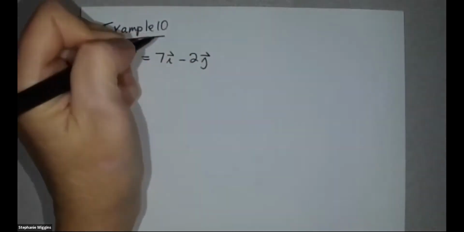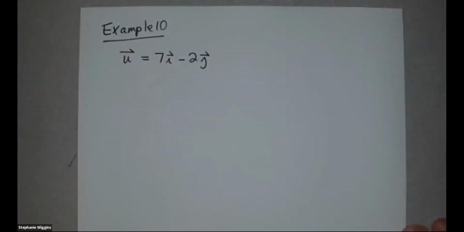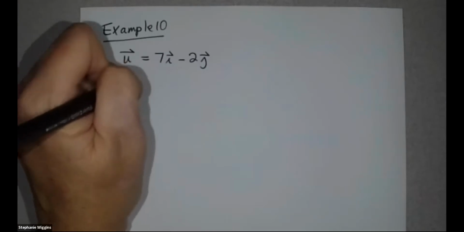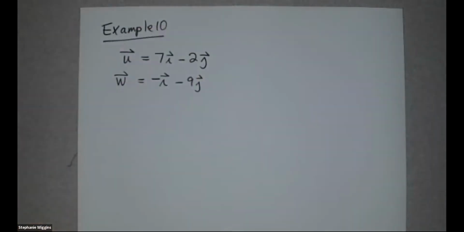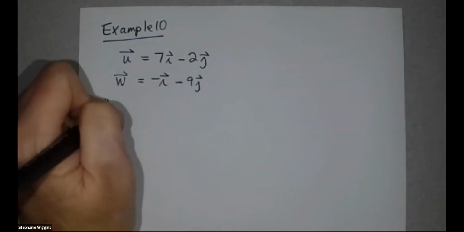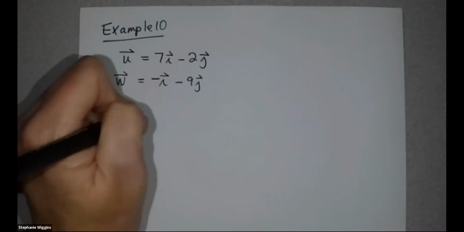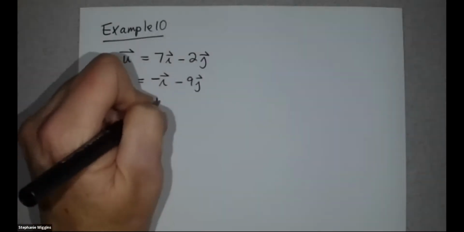All right, so now we're given u equals 7i minus 2j, and then we're given that w equals negative i minus 9j. And we are asked to find w minus u, but the norm, okay?